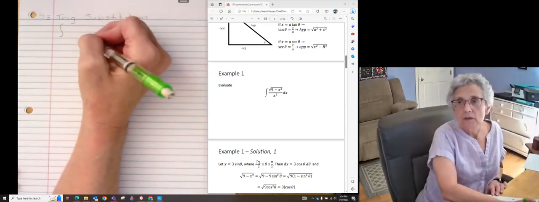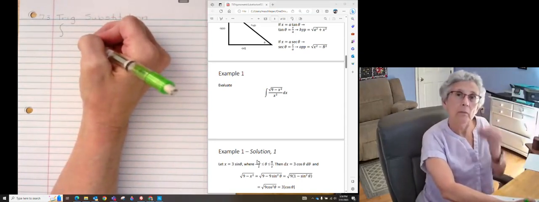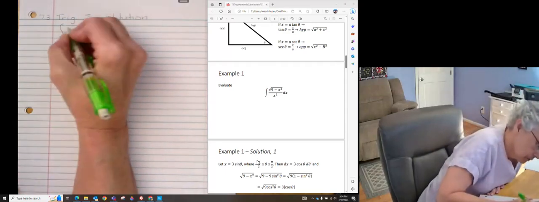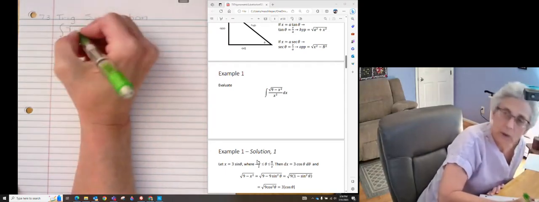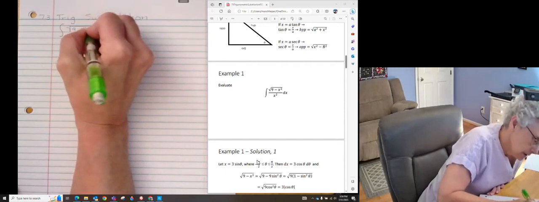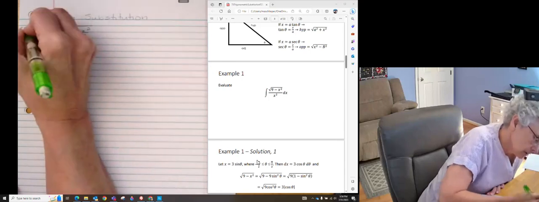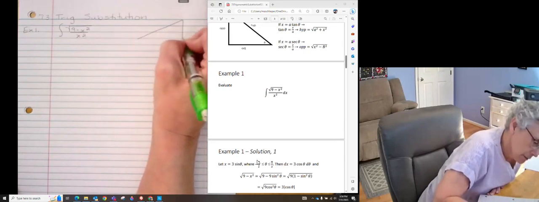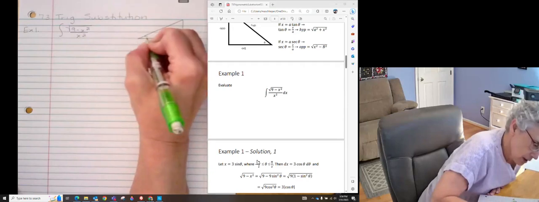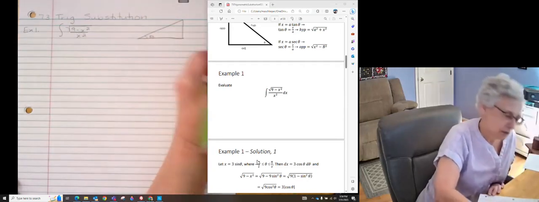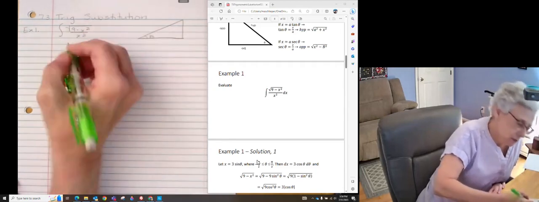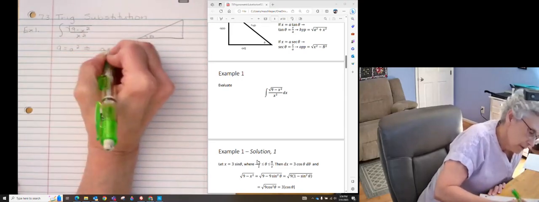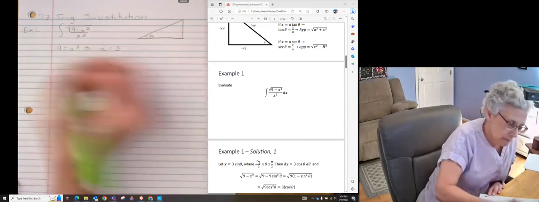We notice that we have the square root of a number minus x squared. That means we're going to use sine. So we have the square root of 9 minus x squared, all of that over x squared. This is example 1. I'm going to go ahead and draw my right triangle. Theta lives right here. This is a squared, so 9 is equal to a squared. So a is equal to 3.